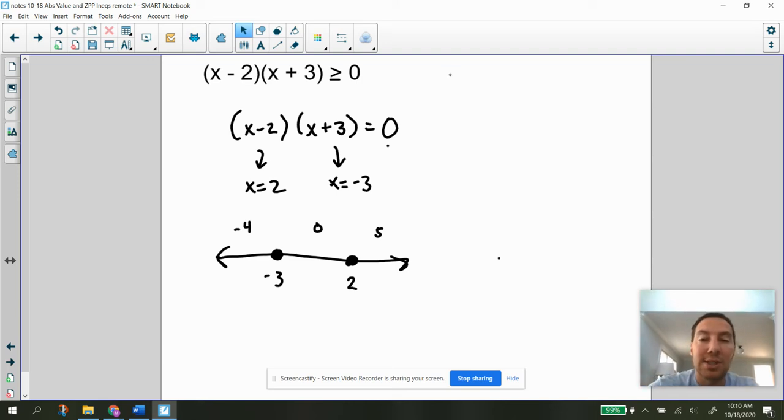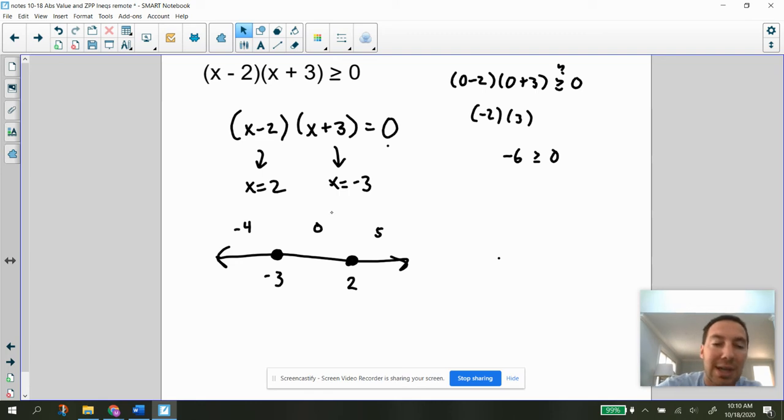Let's try 0 first. If we do 0 minus 2 times 0 plus 3, is that greater than or equal to 0? Negative 2 times 3 is negative 6. I don't think negative 6 is bigger than 0, so that's a big no. How about 5? 5 minus 2 is 3. 5 plus 3 is 8. 3 times 8 is positive, so this part's going to work.